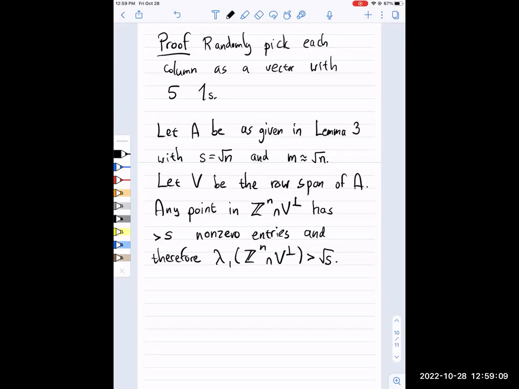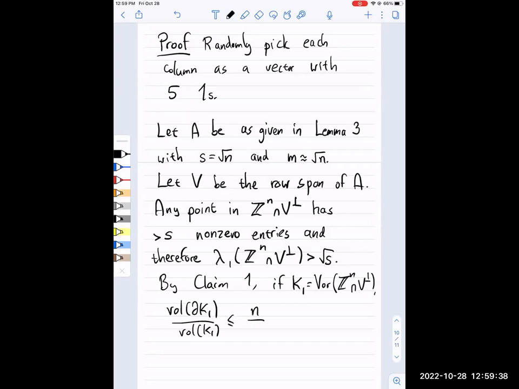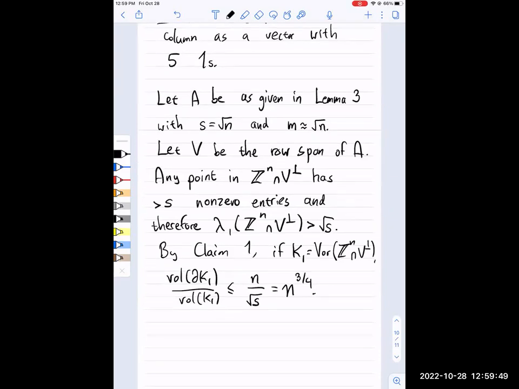Because we know if we take the Voronoi cell inside the subspace, it's going to have a very low surface area, because there are no short vectors. So by claim 1, if K1 is the Voronoi cell of this intersection, the surface area of K1 divided by the volume of K1 is at most n. It's actually n minus a little bit, n minus square root n, because we're in slightly smaller dimension, but n over square root s, which is n to the 3/4. So this is relatively low surface area, less than n.